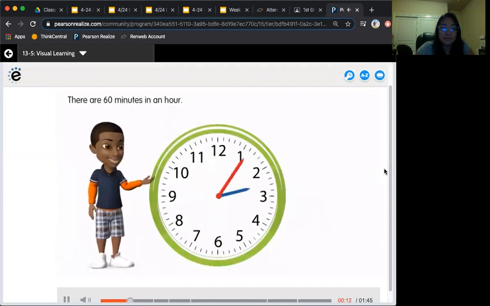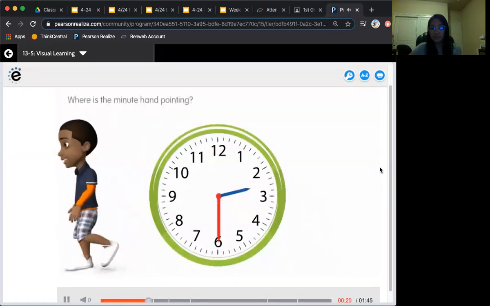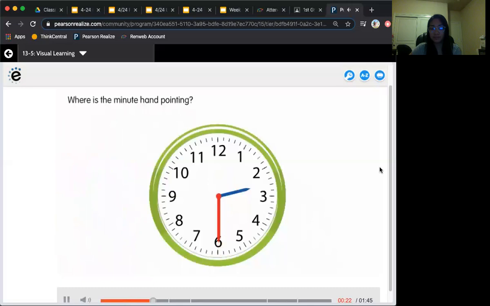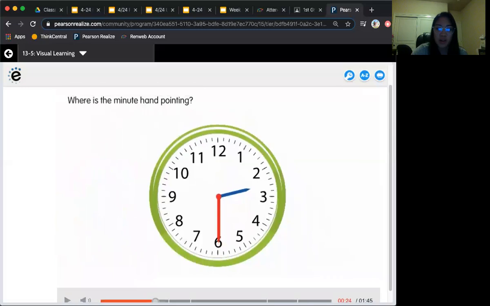There are 60 minutes in an hour. So half an hour is 30 minutes. Where is the minute hand pointing? It's pointing to the 6. Very good. The minute hand is on 6.